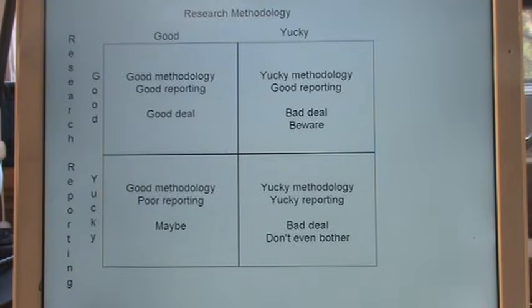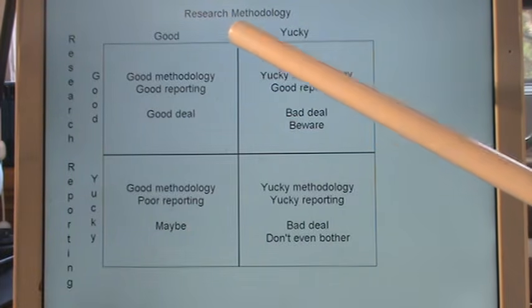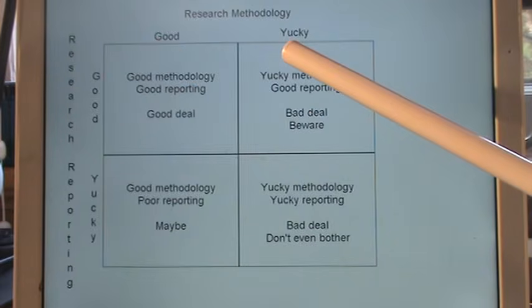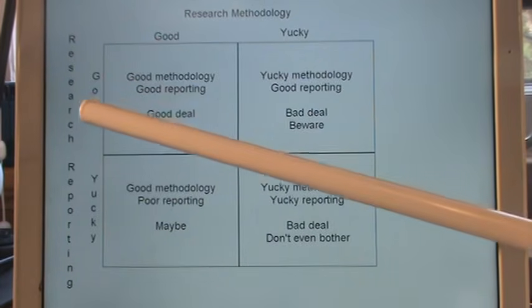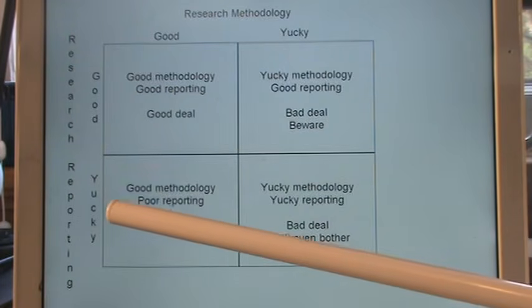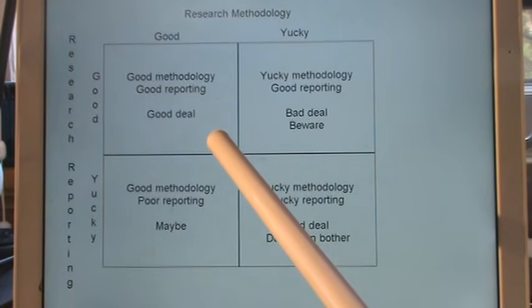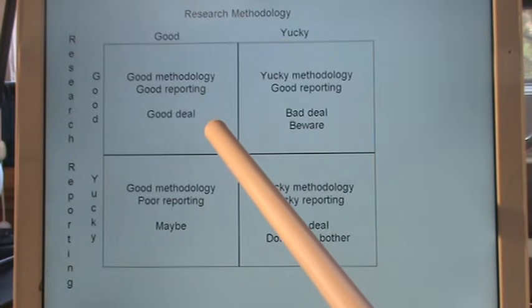Okay, let's take a look at a model of how you might view this. We have research methodology, the method of how it's carried out, and we can have good methodology and yucky methodology. And we have research reporting, how it's reported, and we can have good reporting and yucky reporting. If the methodology is good and the reporting is good, that's a good deal. You have a good piece of research. You want to hold on to that and use it if you're looking for stuff for your review of the literature.